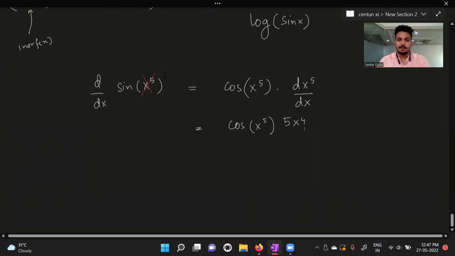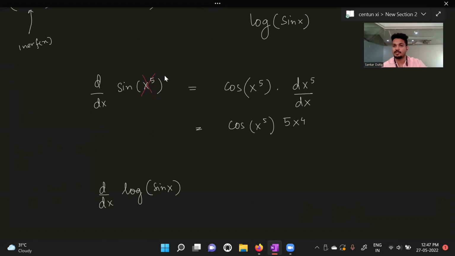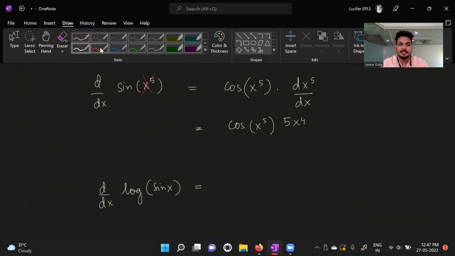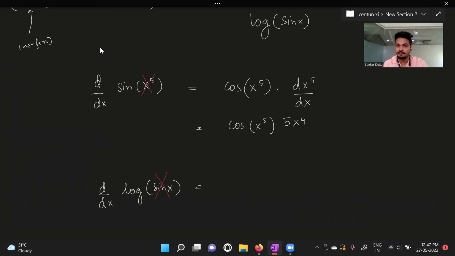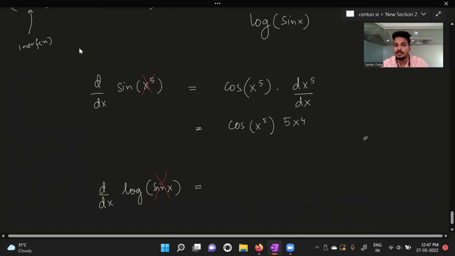Okay, let's do the other one. Differentiation of log of sine x. So what is the outer function here? Log x is the outer function here. So what will I do? I'll just consider this entire sine x as a huge x. And what is the differentiation of log x? d by dx of log x is what? 1 by x, right? But for me x is sine x, so when I differentiate log sine x, I'll get what?